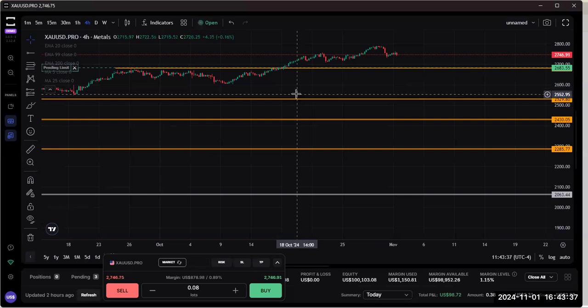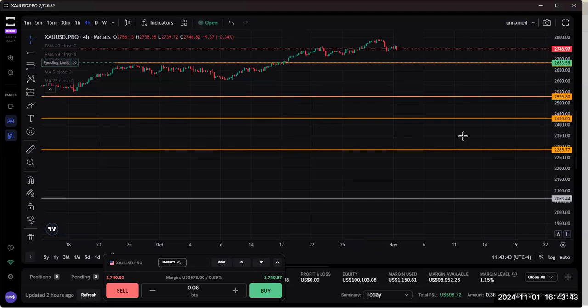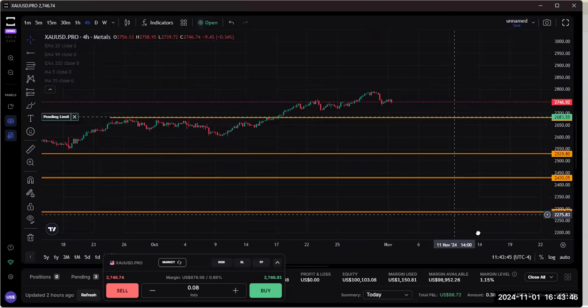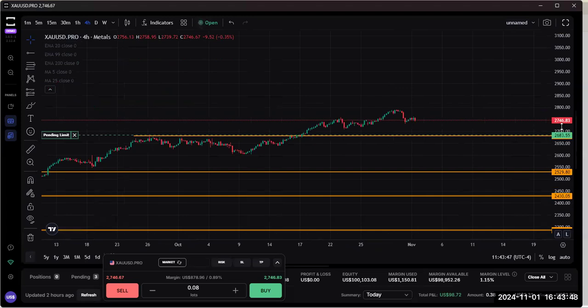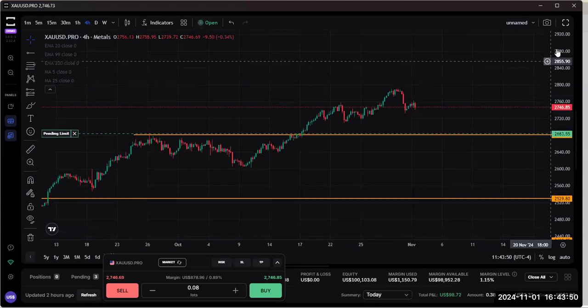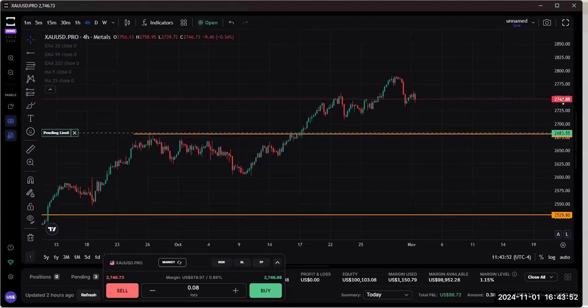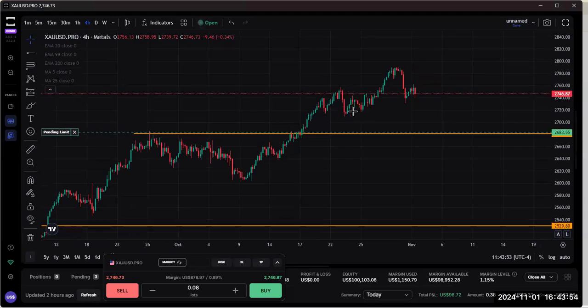When price gets there, if it's a support, will it hold? We may not be too sure. If it's a resistance, will it hold? We may not be too sure. But let's still see what we can identify in terms of support and resistance. Can we say that here we found the support and resistance? Okay, good.